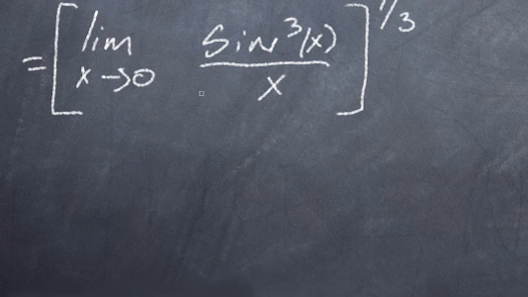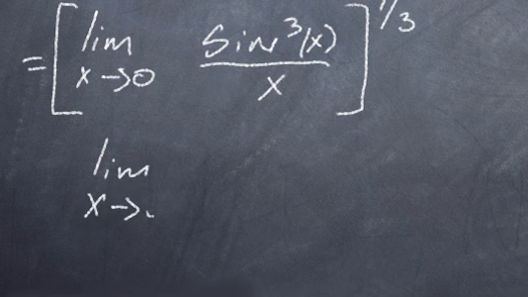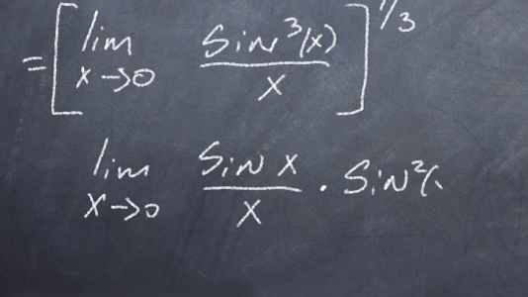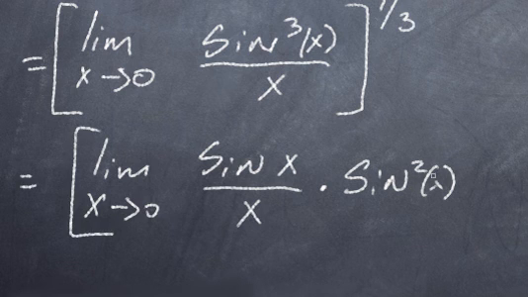Now what I'm going to do here is break this up inside here. So this is sine x over x times sine squared x. And let's keep in mind that everything inside here is all raised to the 1/3 power.